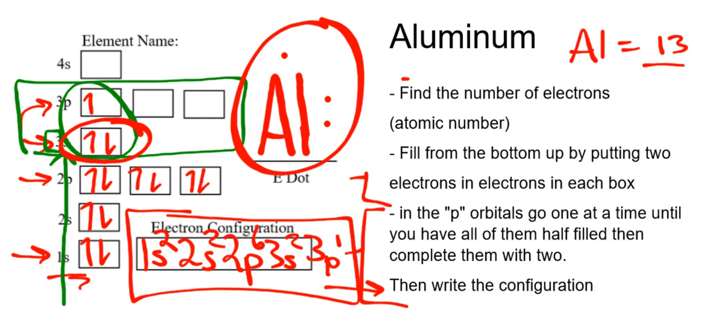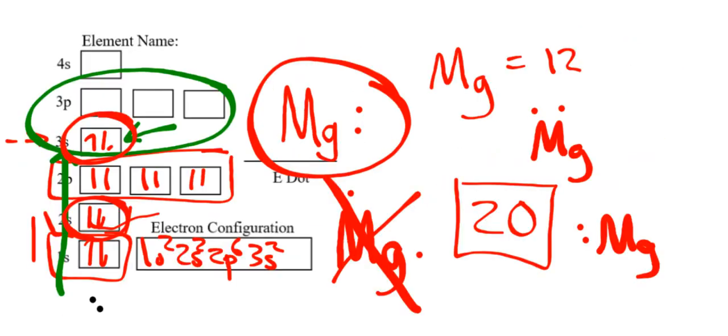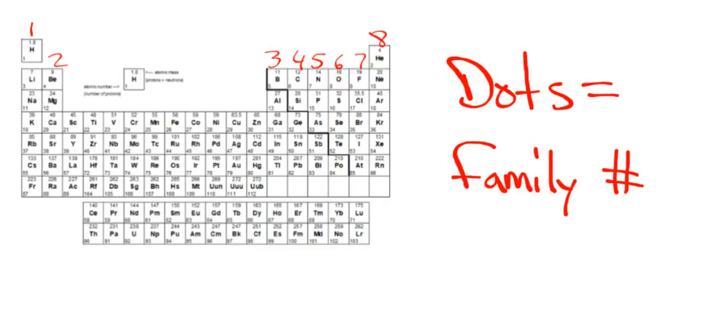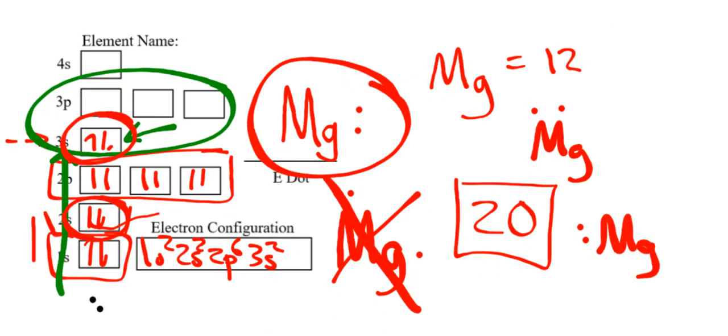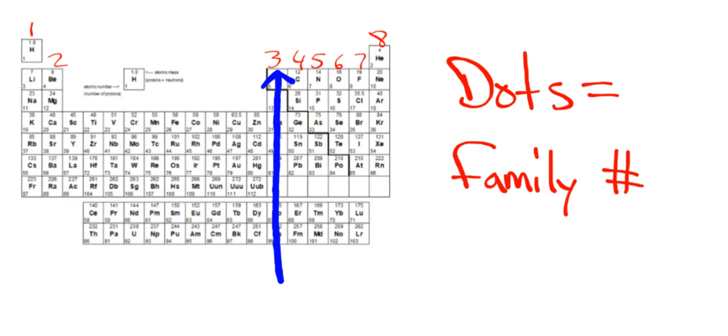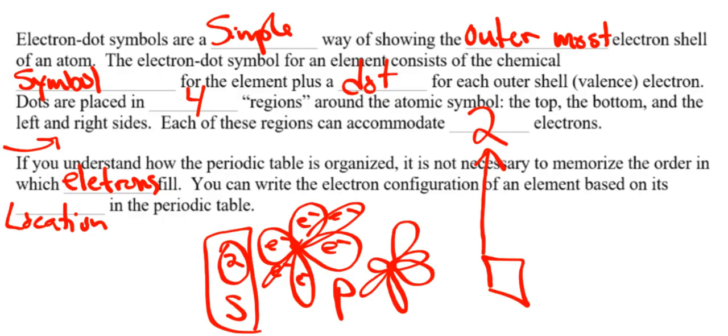All right, now I want to point something out here in blue. Aluminum has 3 dots. You will notice that aluminum is in family 3. When we did magnesium, it had 2 dots. And you will notice magnesium is in family 2. It had 2 dots. Aluminum, family 3. It had 3 dots. What else did we do?